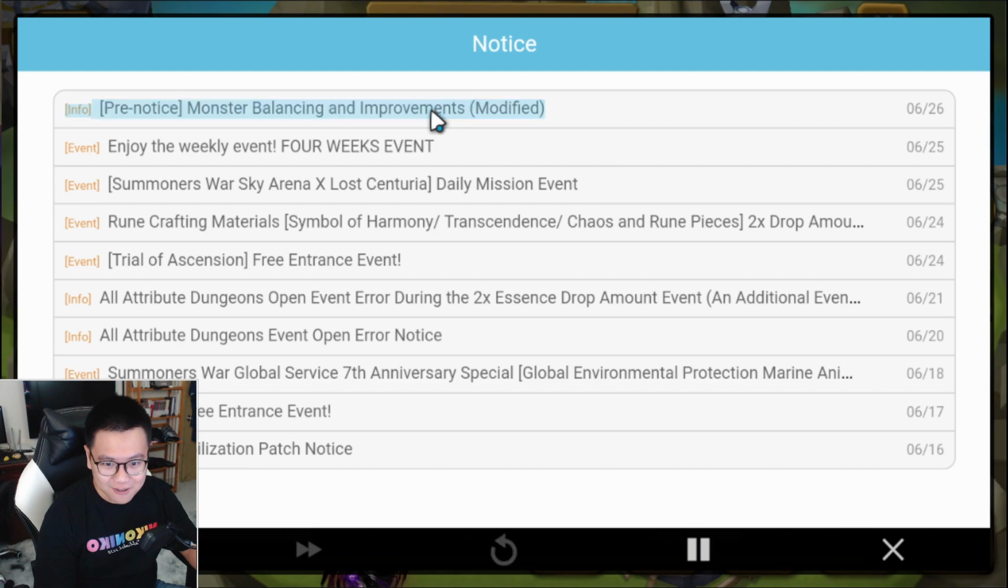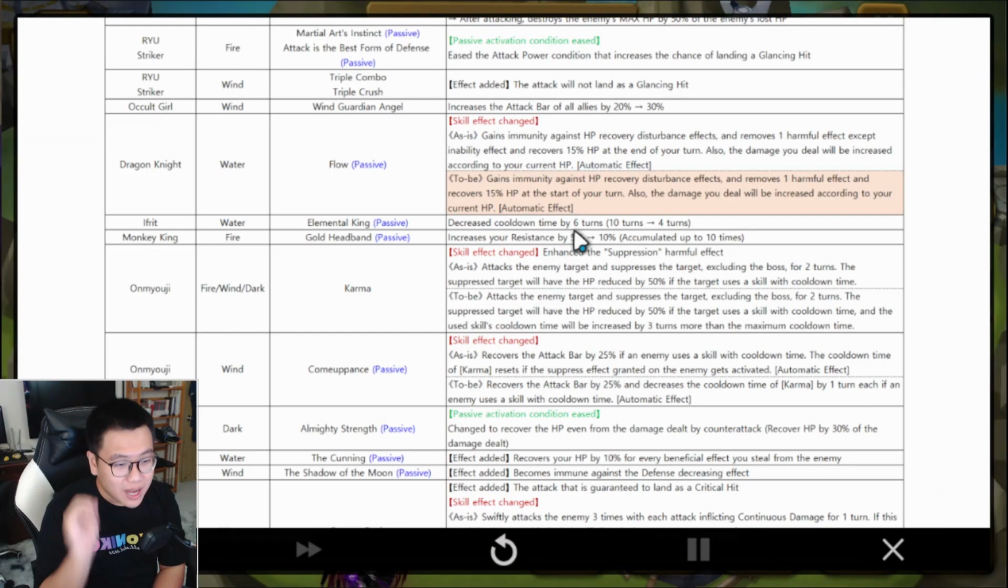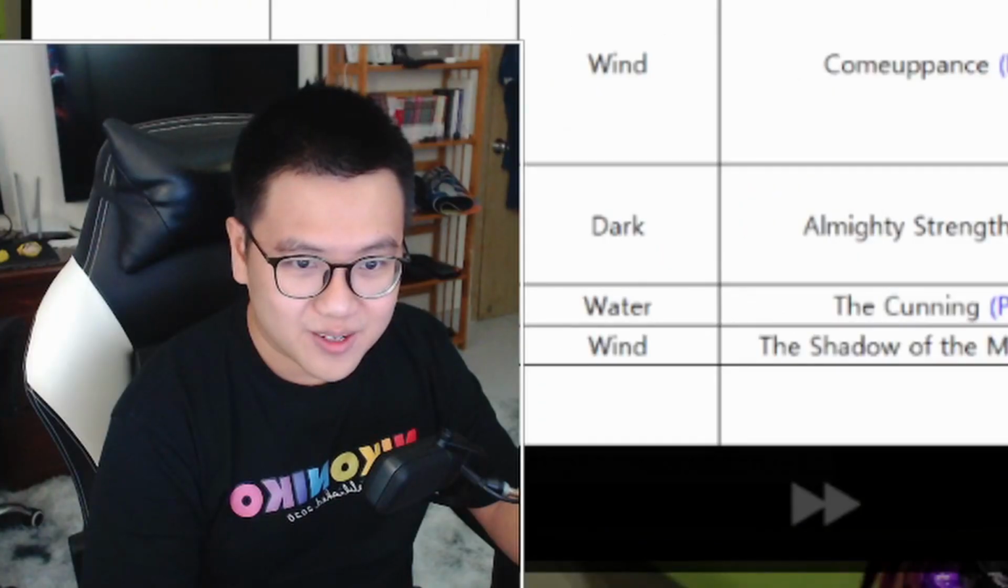So the Dragonite buff stays the same, remove hungry effect and recover HP at the start of your turn, but the Dragonite can now remove inability effect as well. This is actually pretty good. So after all the shitstorm on Reddit, YouTube, Twitch, they decided to fix, according to the user opinion, Chow.